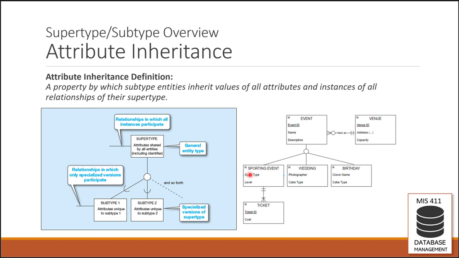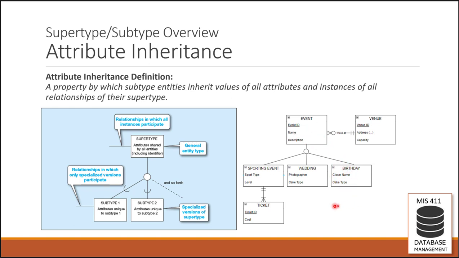So consider this example. Again, we're using the event example. We have an event, and we have 3 subtypes: sporting event, wedding, birthday, right? Now at the event supertype level, we have 3 attributes: event ID, name, and description, and we have 1 relationship at the supertype level, to venue. That means that each of the subtypes, sporting event, wedding, and birthday, all have, in addition to whatever attributes are defined here, so birthdays have clowns, and so they have a clown name, and they have a cake type, but they also have an event ID, name, and description.